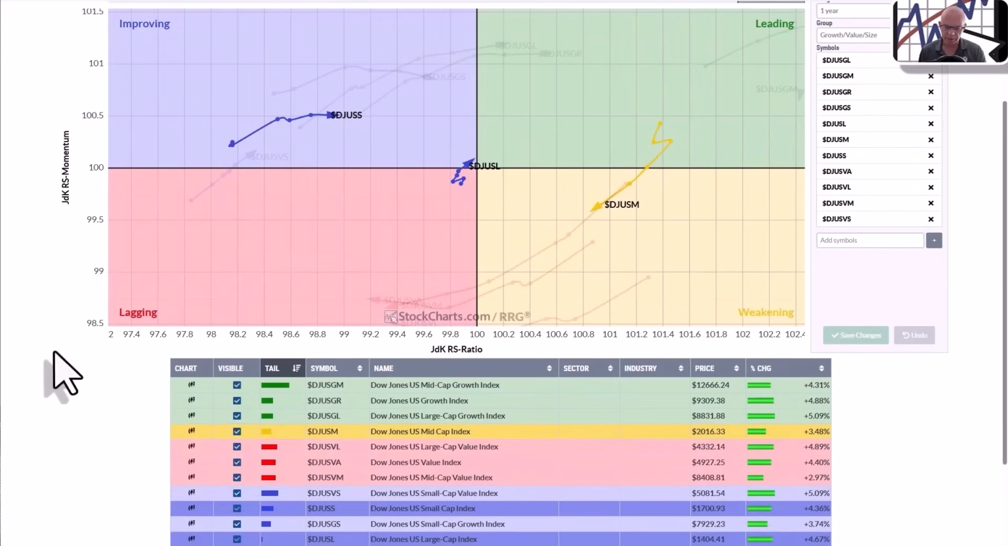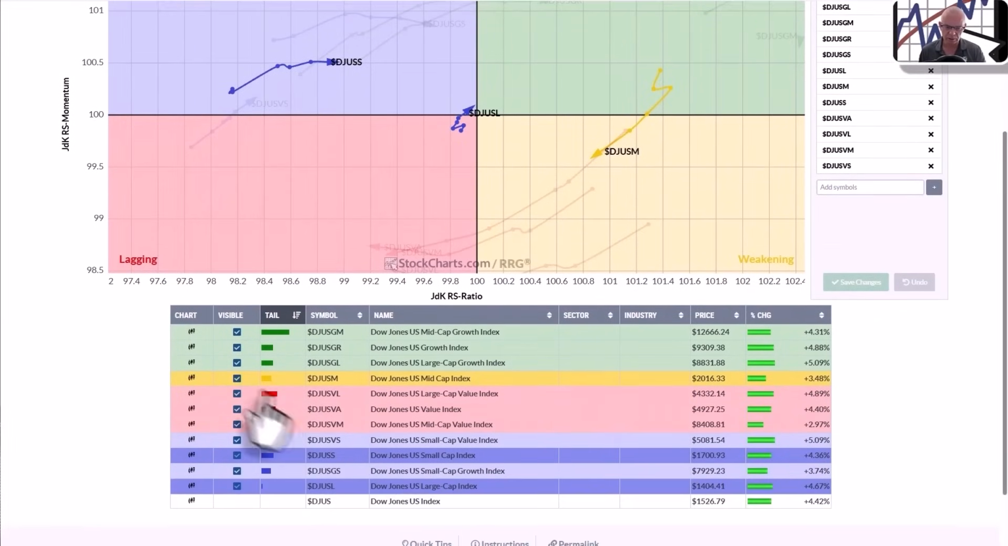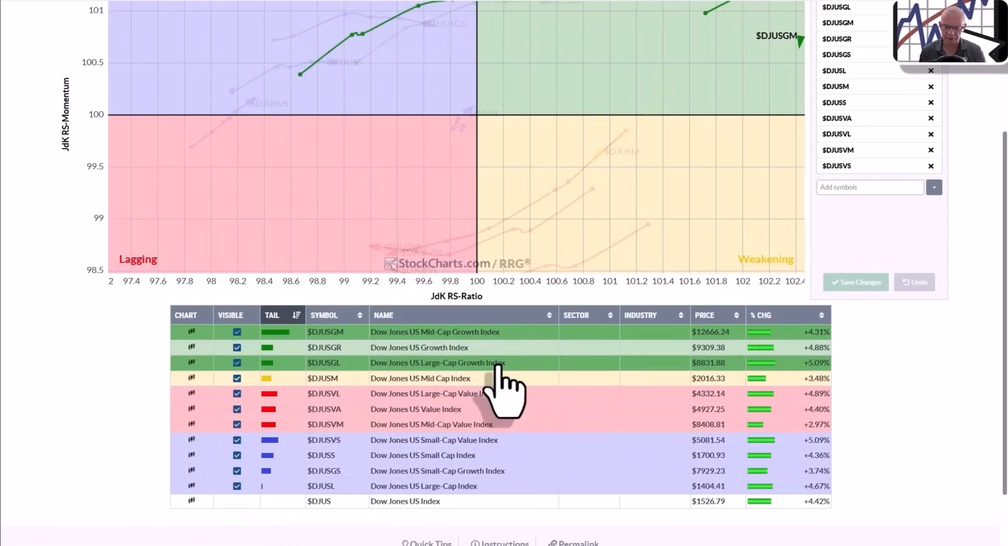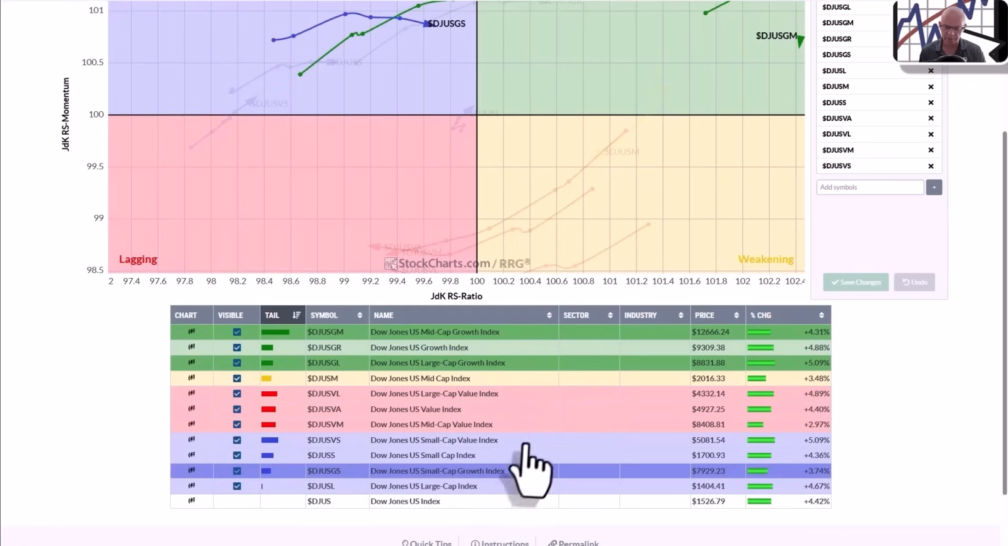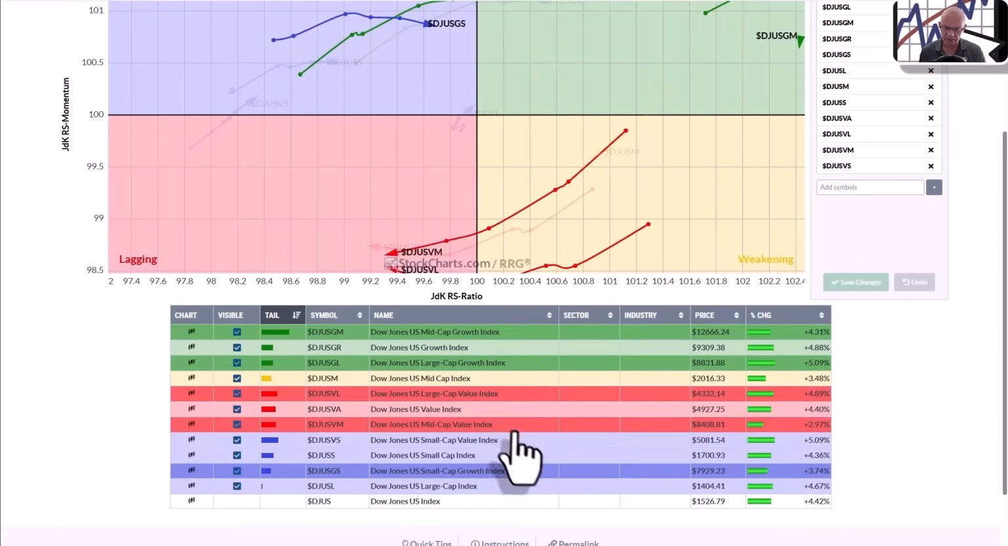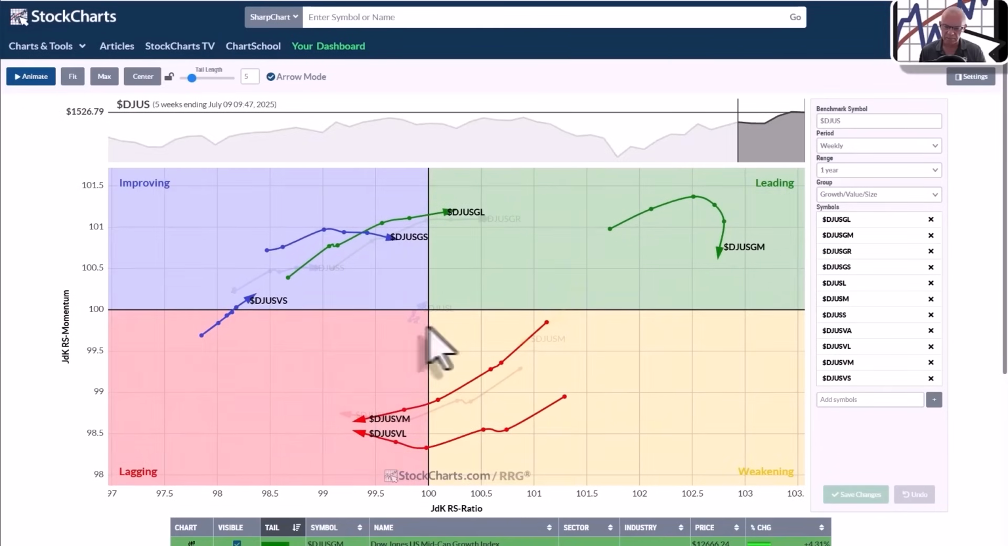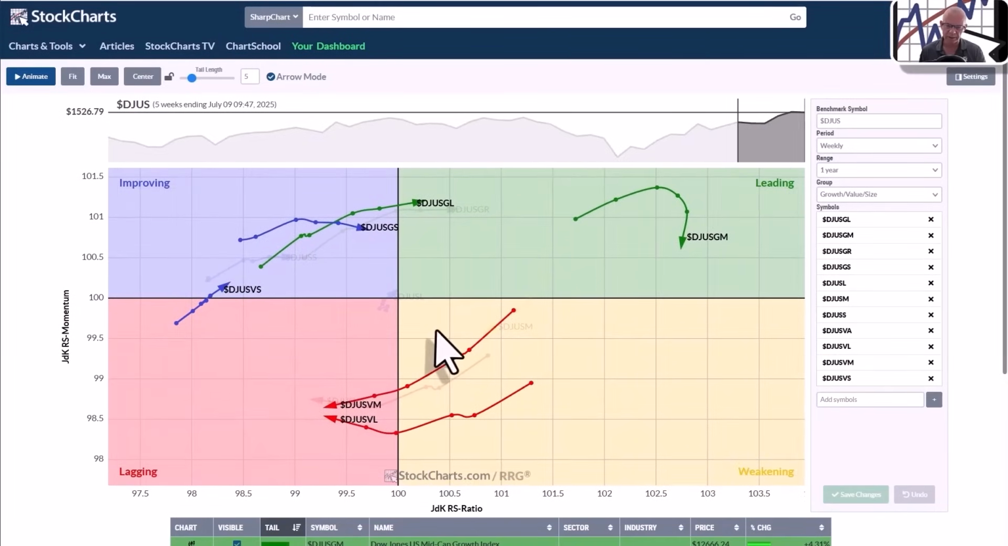Now, if I'm going to take those off, and I'm only going to do the breakdown, so we've got mid cap growth, we've got large cap growth, and we've got small cap growth, and now we've got large cap value, mid cap value, and small cap value. Those are the other ones. And then you can see a much better picture here.